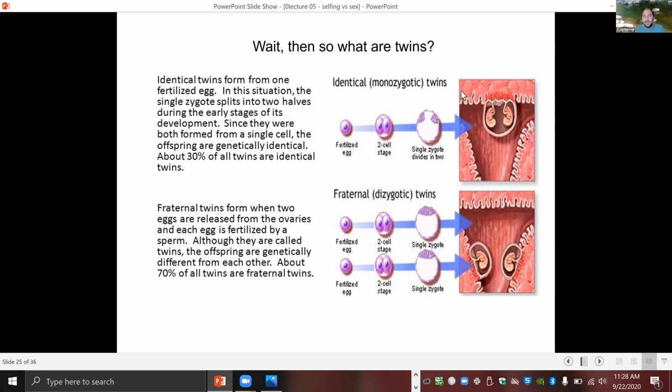So these monozygotic twins, any twins in this class, are basically genetic clones of each other. They're genetically identical individuals, whereas dizygotic or fraternal twins are often more genetically different. And this is a more common situation. So about 70% of all twins are fraternal twins.